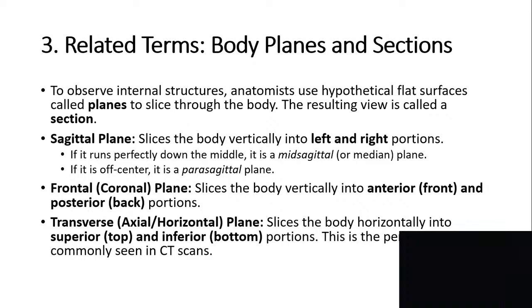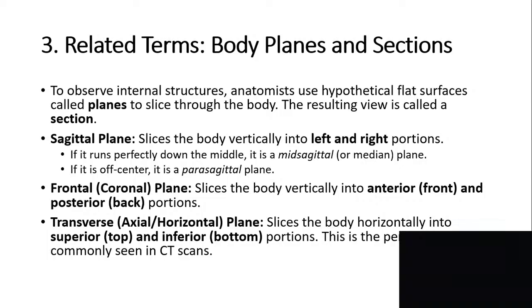Then we can look at other related terms like the body planes and sections, like I told you earlier. To observe the internal structures, anatomists use hypothetical flat surfaces called planes to slice through the body, and the resulting view is called a section. So the sagittal plane slices the body vertically into left and right portions. If it runs perfectly down the middle, it is a mid-sagittal or median plane. If it is off the center, then it is a parasagittal plane.